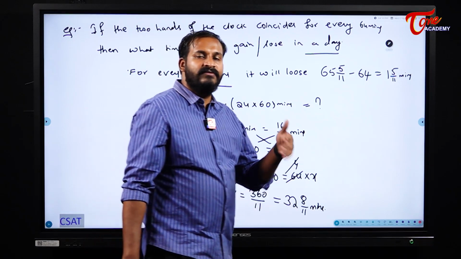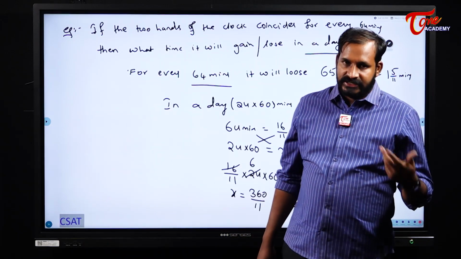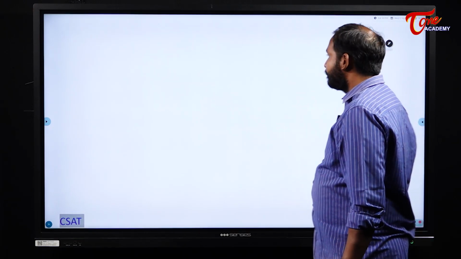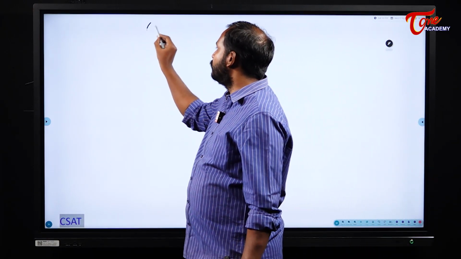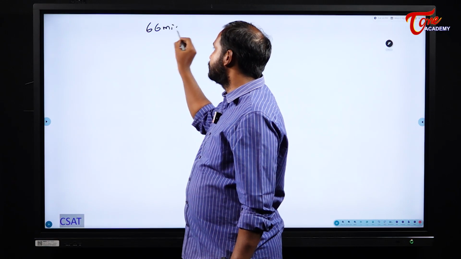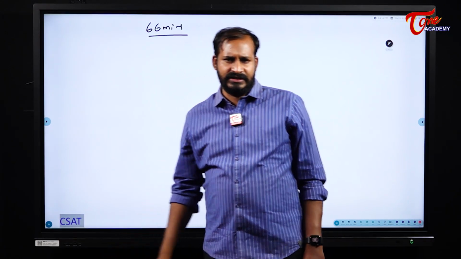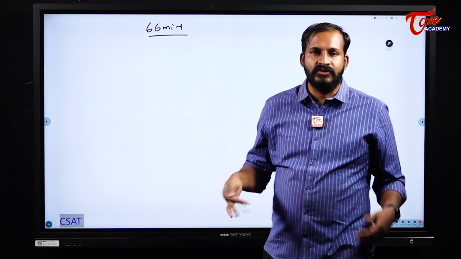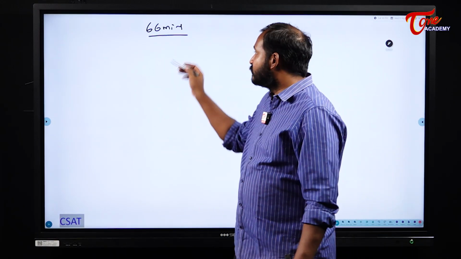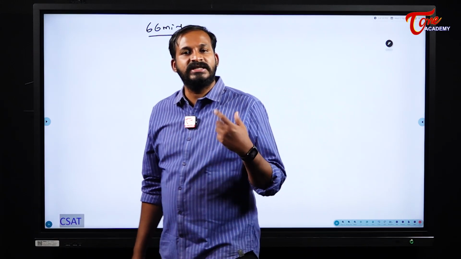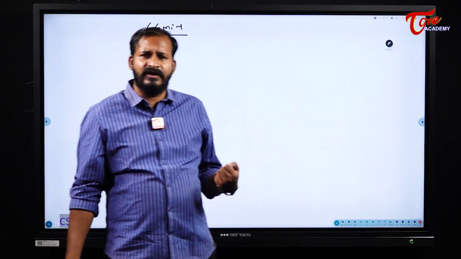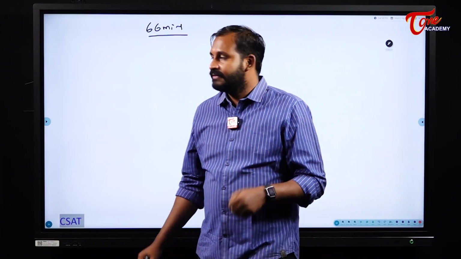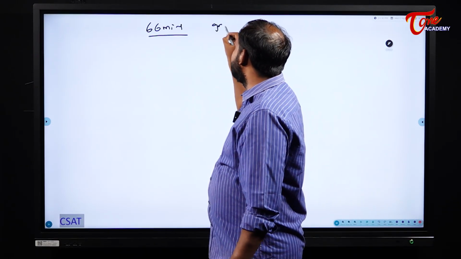Okay. Similarly, if the time is more than 65 5/11 minutes, what will we do? For example, if the two hands coincide only every 66 minutes. These are two standard things, students. In most cases, they will ask either 64 or 66, so I am taking those two examples here. So 66 minutes is more than 65 5/11, so obviously here it will gain. How much will it gain?